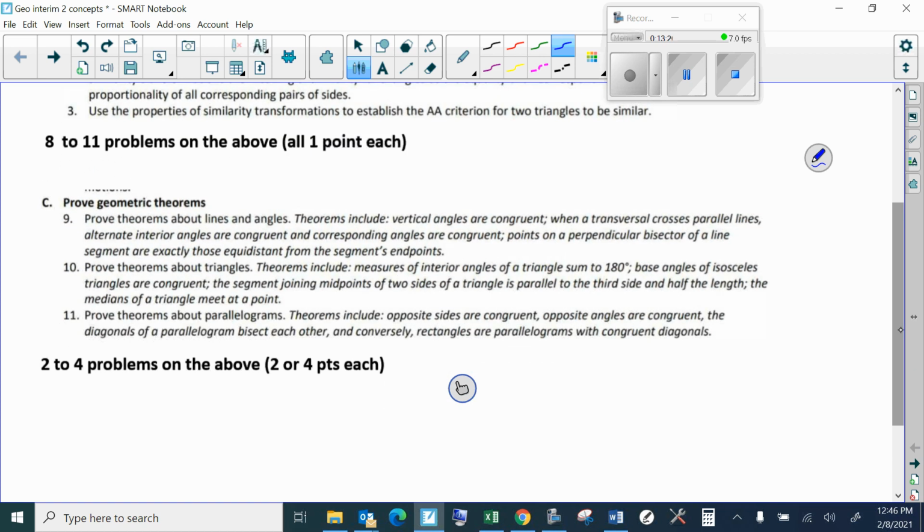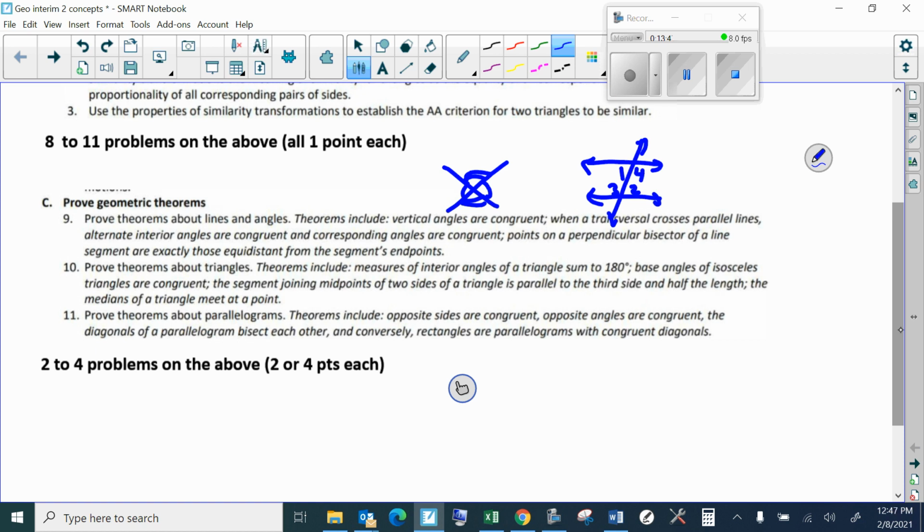Proof theorems about lines and angles. Theorems include vertical angles are congruent. You should know that. There's an example. Vertical angles there. Vertical angles there. You have alternate interior angles are congruent. If those are parallel lines cut by a transversal, then 1 and 2 are congruent, alternate interior angles. 3 and 4 are congruent, alternate interior angles.